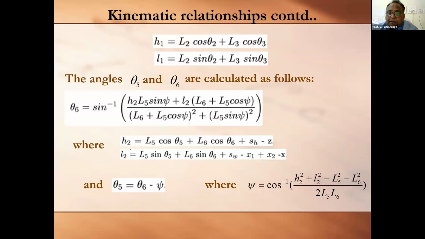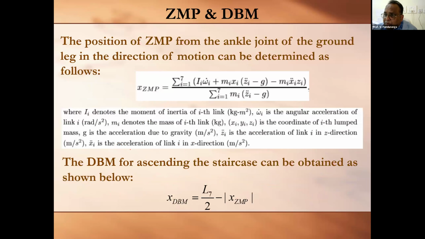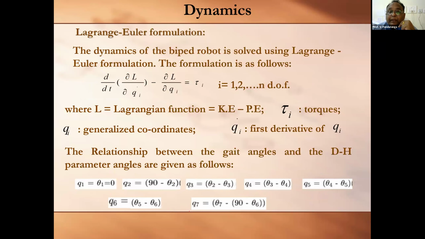So once this entire gait is generated, my objective is to see whether the gait generated is dynamically balanced or not. For that, we have calculated the location of ZMP by considering the motion of various joints, and from that we determined the DBM value, dynamic balance margin, which is the distance between the point where ZMP is acting and the end of the foot support polygon.